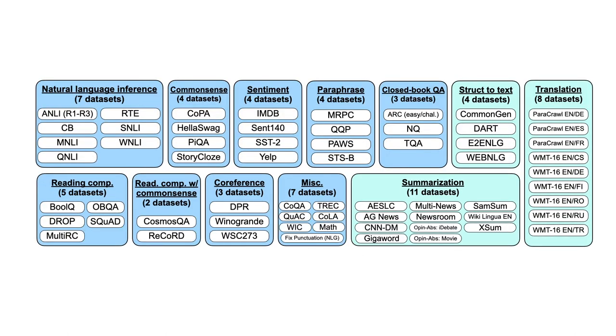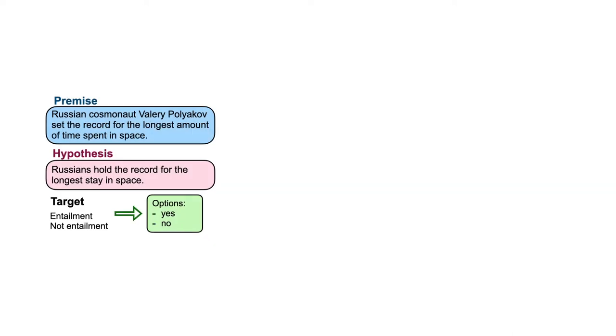The methods section begins with the taxonomy of datasets that are compiled for the purpose of instruction tuning. 62 NLP datasets are grouped into 12 task clusters, where datasets in each task cluster are of the same task type. These task clusters include both natural language understanding tasks, such as natural language inference, common sense reasoning, and sentiment analysis, as well as natural language generation tasks, such as translation and summarization.